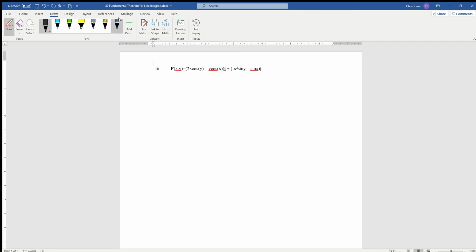So a couple more examples of a little bit more rigor of being able to take a conservative vector field and find the potential function. This first one, we have (2x cos y minus y cos x)i plus (negative x squared sine y minus sine x)j. Let's define the coefficients of i and j respectively as P and Q. And remember, P is the partial of the potential function with respect to x. Q, remember, is the partial of the potential function with respect to y, if F is indeed conservative.